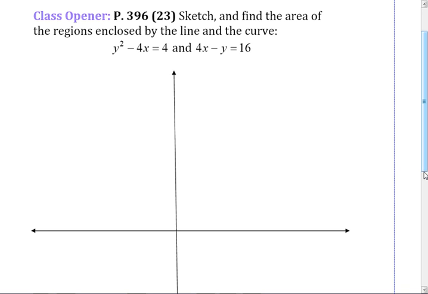Which one do you want? Well, do we even know what shape this is? Parabola. It's a parabola on its side, okay? What's this one? No, it's not a function. It's a line. So I know how to graph lines. This picture's going to be huge, by the way.